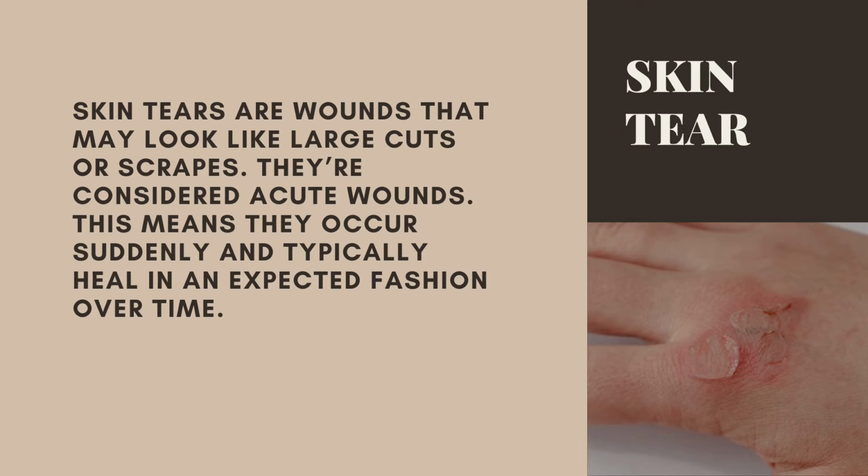Skin tears may be partial thickness. That's when the top layer of the skin separates from the underlying layer. They may also be full thickness. That's when both epidermis and dermis separate from the underlying tissues. This type usually occurs on the arms, back of hands, and elbows where the skin is thin.